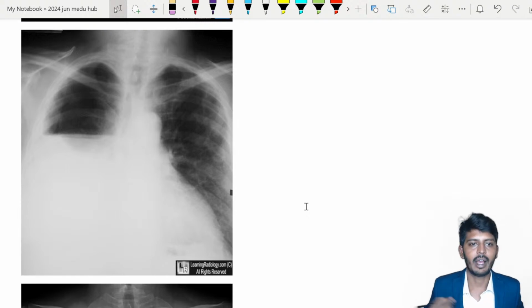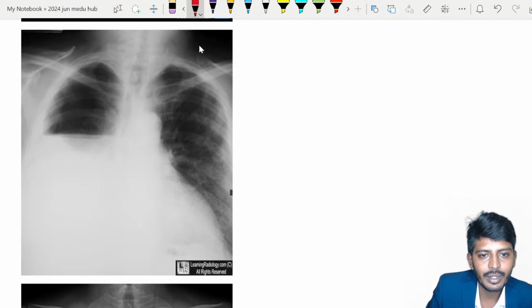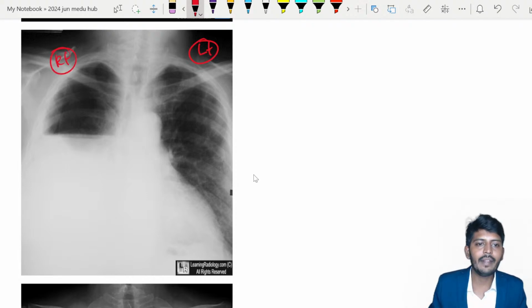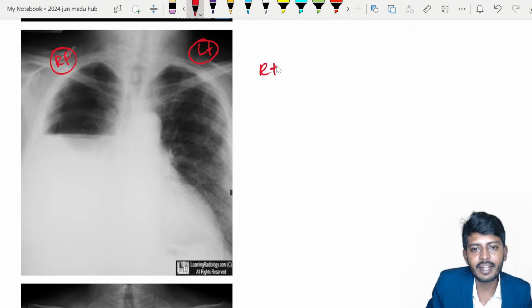Wow, very nice image. So first let's determine the side. This is your left side, this is your right side. Now on the right side there is a problem. What is the problem? Let's see.